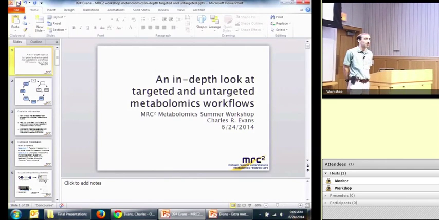As we've got the time to expand on targeted and untargeted and workflows, I thought what I would do would be to spend a little time describing what the workflow looks like in the context of an actual metabolomics experiment that I was involved in, or a couple of them that I was involved in.